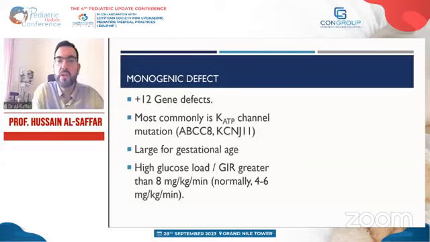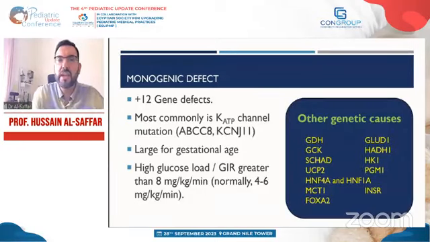the glucose load or glucose infusion rate is greater than 8 milligram per kg per minute. Normally, the glucose requirement is 4 to 6 milligram per kg per minute, so if it proceeds and increases the glucose requirement, then that could be an indication of ongoing hyperinsulinism. So clinicians need to be aware of this. There are other genes besides ABCC8 and KCNJ11, as listed on this slide.